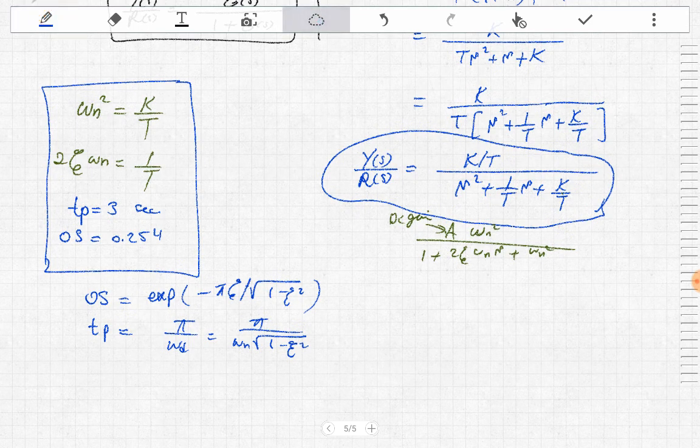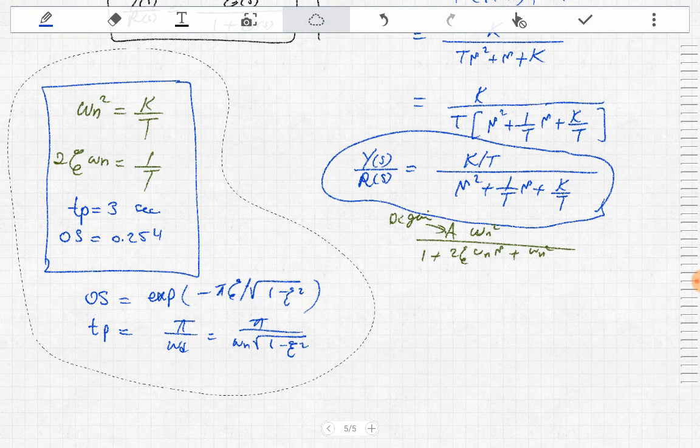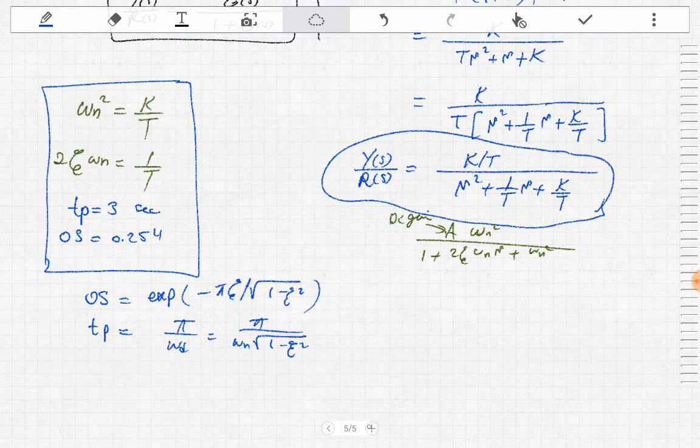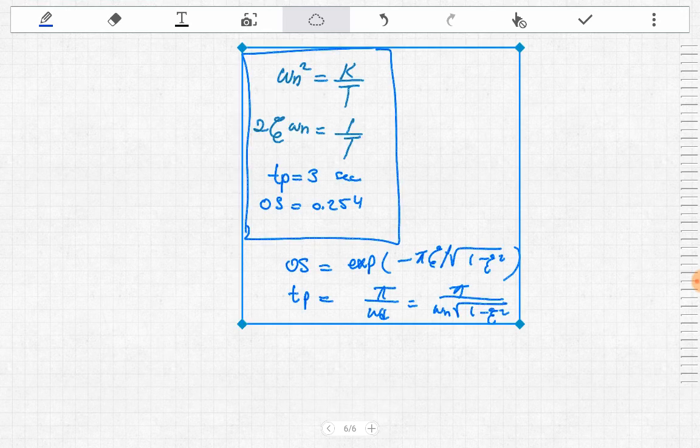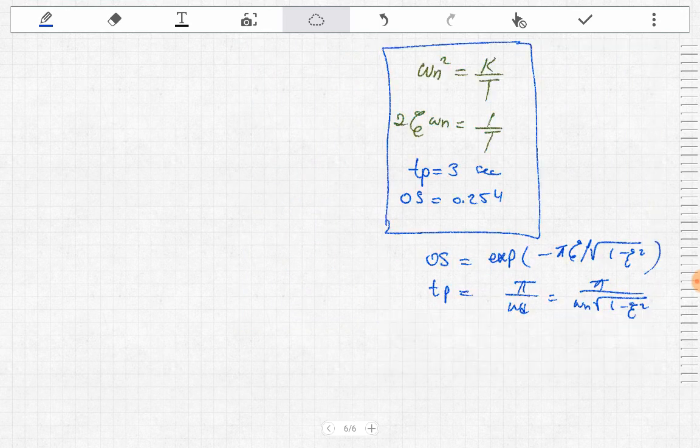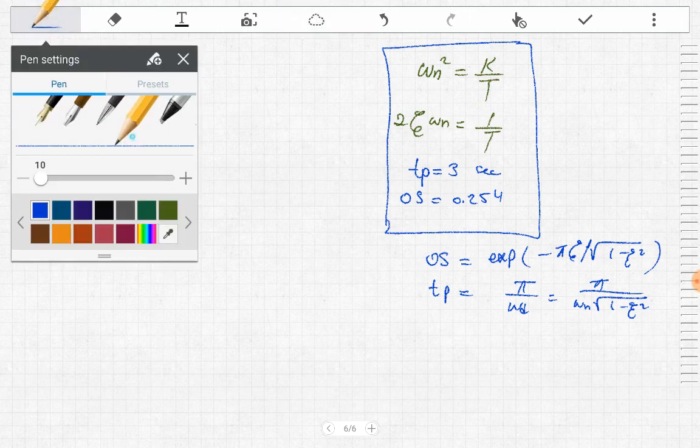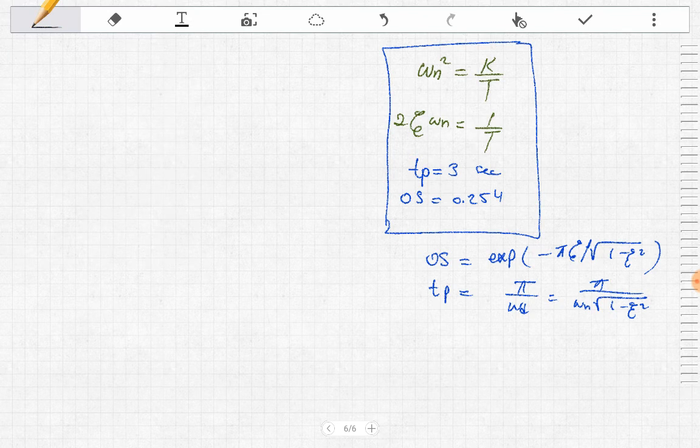I'd like to take it on a new page because we are going to do some math here. By solving these 2 problems, especially the last one, you should be able to solve any second order system. Now I decided to use OS to get eta, because I know the overshoot is equal to 0.254, equal to the exponential of minus pi eta over square root of 1 minus eta squared.